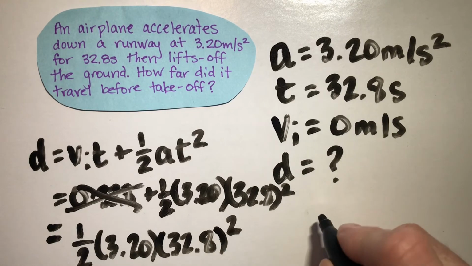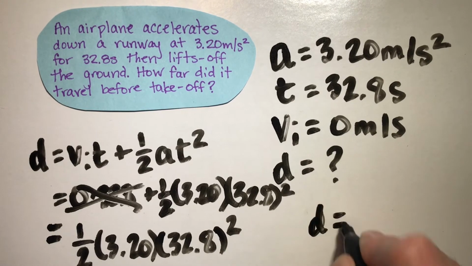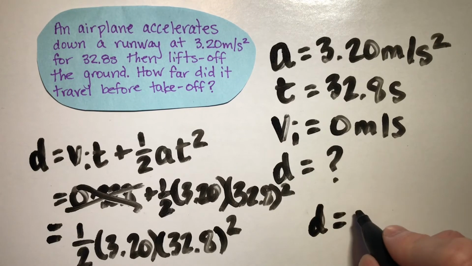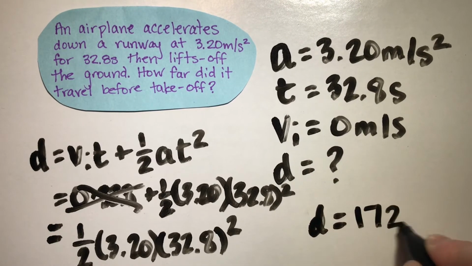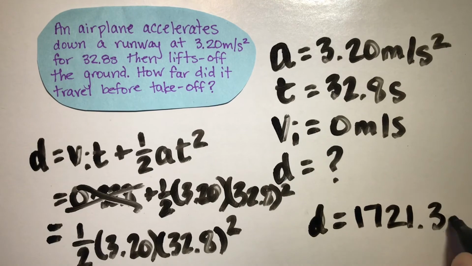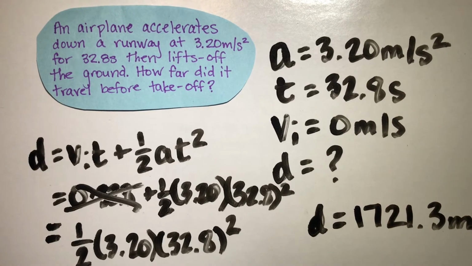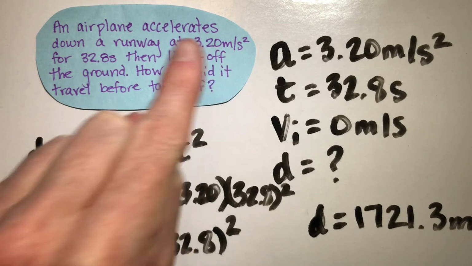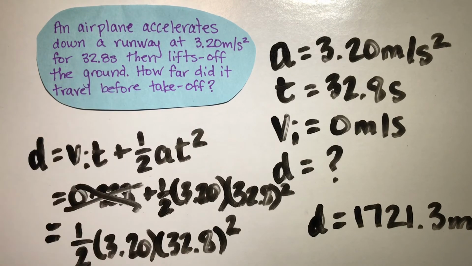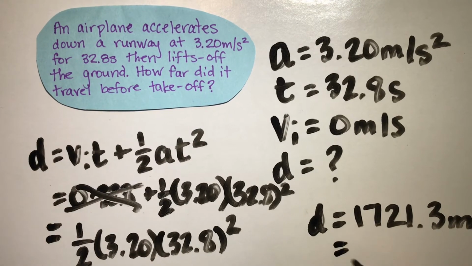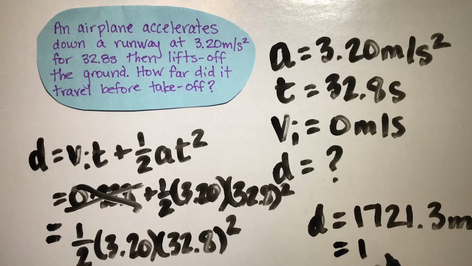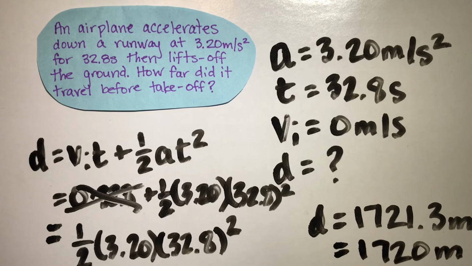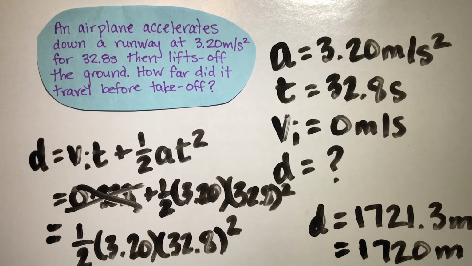After some trusty solving with a calculator, our displacement is going to be 1,721.3 meters. Now you'd think we're done, however we need to respect those wonderful things called significant figures, and here I have 3 and 3. 3 digits in each of my variables that I've been given, so my answer needs to have 3 digits in its answer. So the most appropriate answer, 1,720 meters.